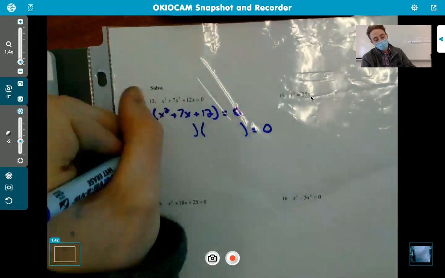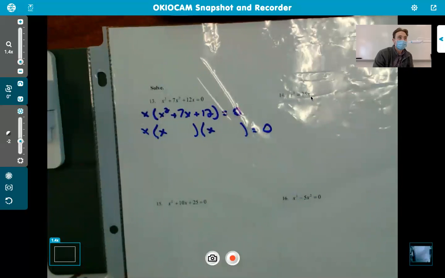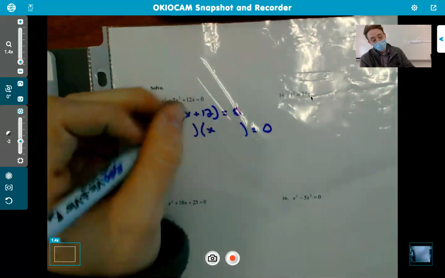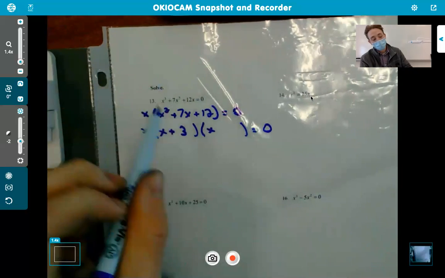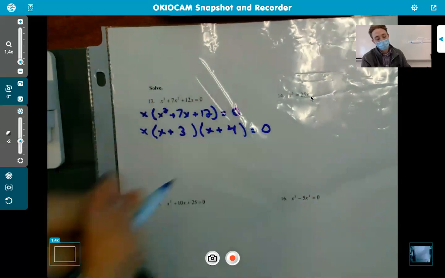Two factors that are going to multiply together to give me a positive 12 and add to give me a positive 7. Maybe somebody from home help me out with this one. If I'm multiplying to get a positive 12 and adding to get a positive 7, what are going to be my two factors? 3 and 4. And they're both positive, right? Notice that each of my terms there are positive. So it's going to be a positive 3 and a positive 4.